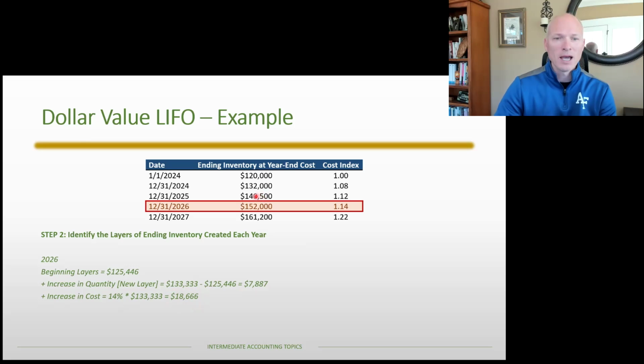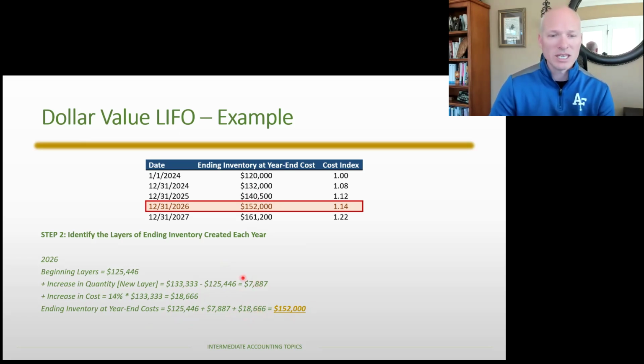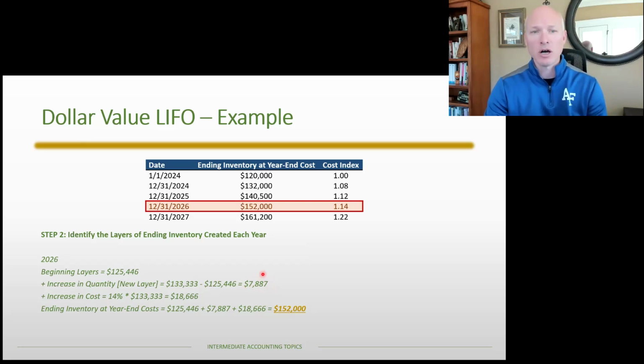Now, in addition to that, of course, there was an increase in cost, and that increase was 14% over base year costs. And so the increase in cost is $18,666. So if we want to know how we go from 140 to 152, there's several things. First of all, there was the beginning quantity in base year costs plus the additional layer in base year costs. That's the increase in quantity. And then the 18,666, that's the increase in cost. That's what we attribute to cost inflation. And that's where we get the 152. Again, the key here is we're after the $7,887 layer stated in base year costs.